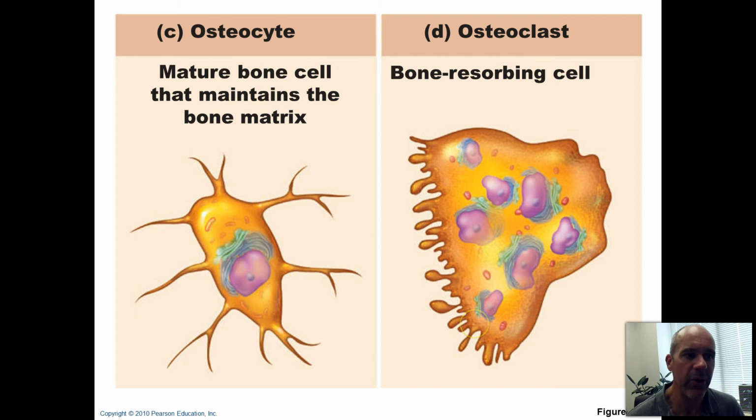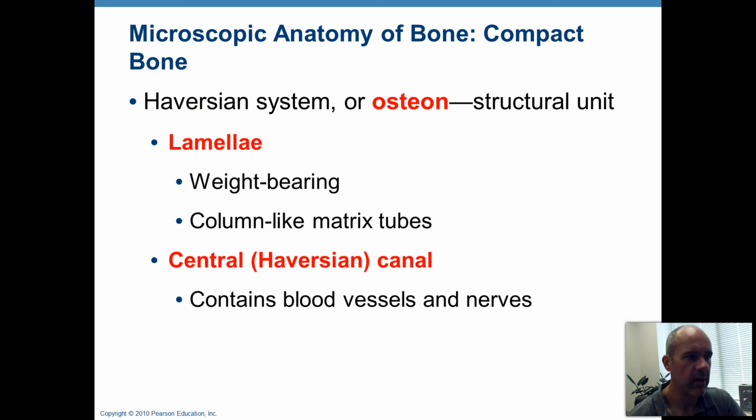So these are kind of bizarre looking cells, and you may notice here on the diagram this one has 1, 2, 3, 4, 5, 6, 7 nuclei. So they're multinucleated cells, which actually form from the merger of several cells into one big gigantic one. So they're kind of interesting, different types of cells. All right, let's talk about the anatomy of compact bone.